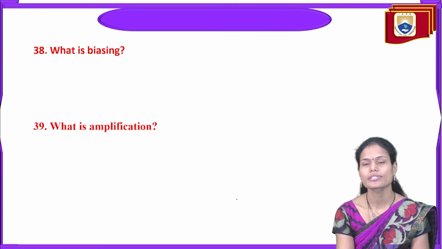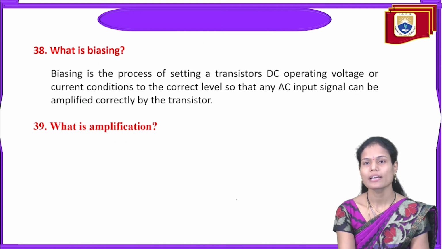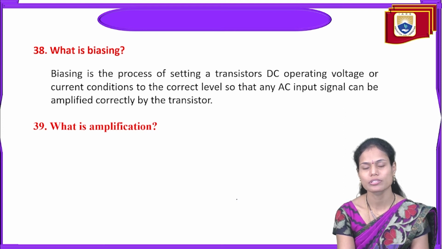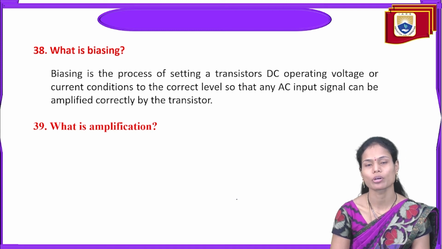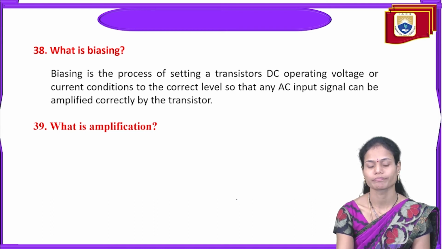And next, what is biasing? Biasing is the process of setting a transistor's DC operating voltage or current conditions to the correct level so that any AC input signal can be amplified correctly by the transistor. Generally, in order to operate any device, we need to provide proper biasing to it. Then only it can provide proper amplification. So in order to set the proper DC operating point, we need to provide proper biasing to the amplifier circuit.